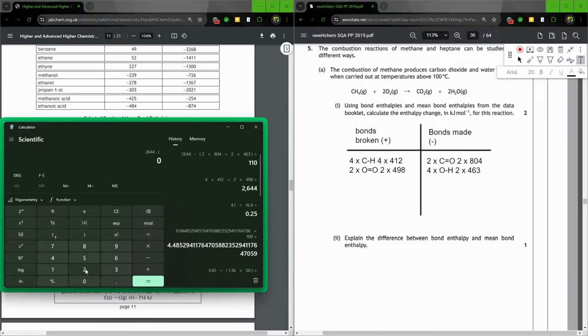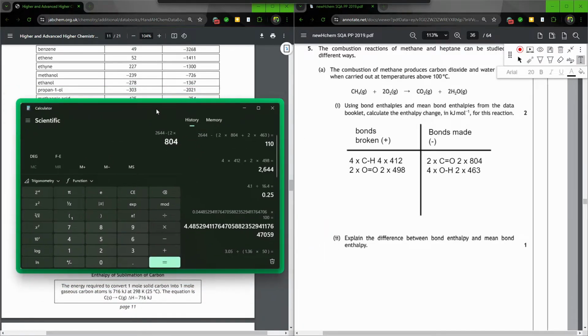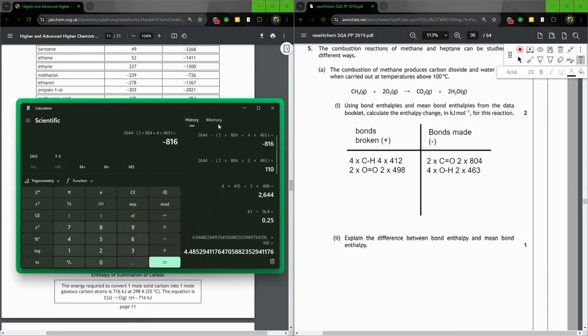So yeah, remember to double check, especially for this one. Because this is obviously a combustion question, you should always be getting a negative answer unless it's something really weird. And this is not weird. This is combustion of methane. This is used all the time. But yeah, sometimes I make mistakes. So there we go. Minus 816.